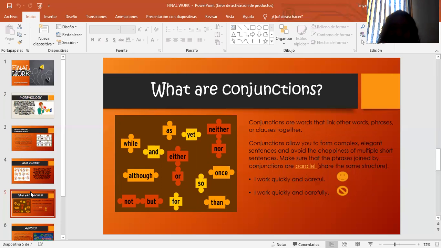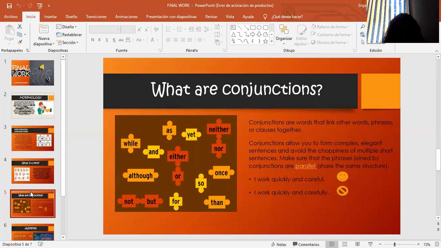Make sure that the phrases joined by conjunctions are parallel, sharing the same structure. For example, we have the sentences: I work quickly and careful, and I work quickly and carefully. In these examples, the first one is the one that is wrong.